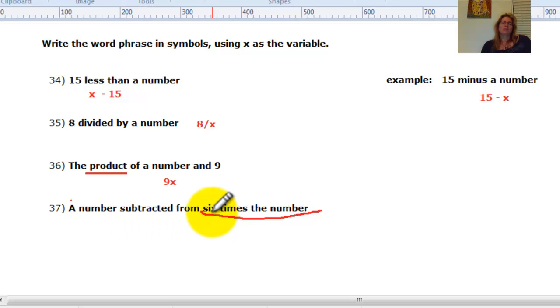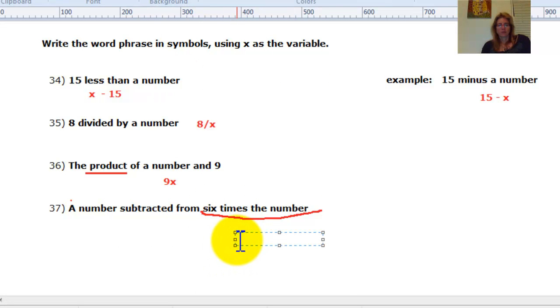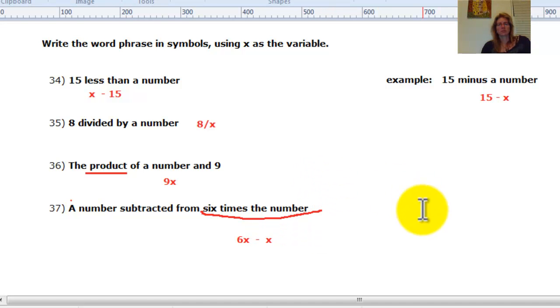So let's change this phrase, 6 times the number, into an expression. So 6x, and then you're going to say a number subtracted from 6 times the number. A number subtracted from. So in this situation, a number is subtracted from 6 times a number, because a number is subtracted from 6 times the number. Alright, just be careful with those particular phrases.